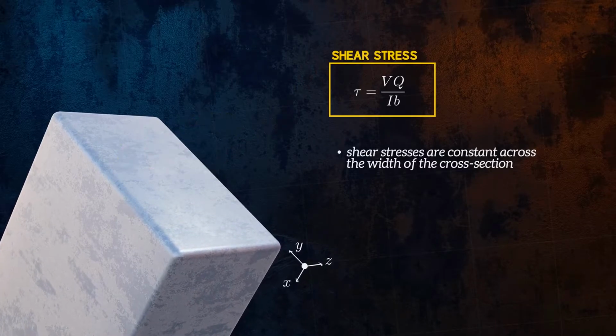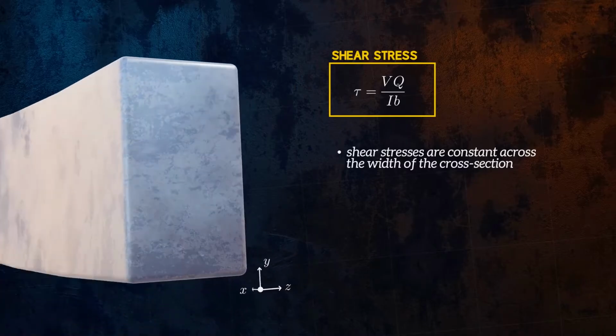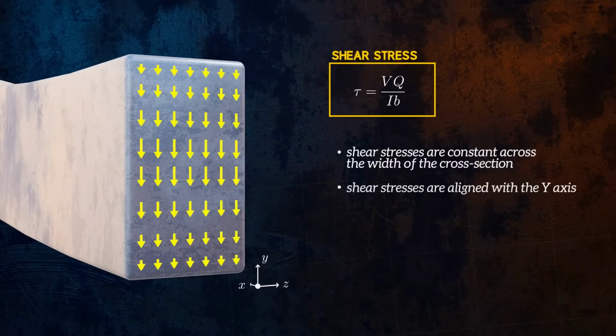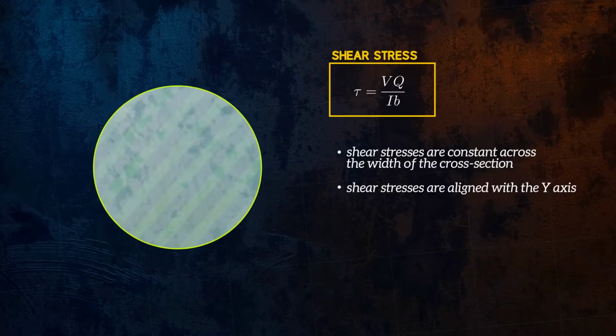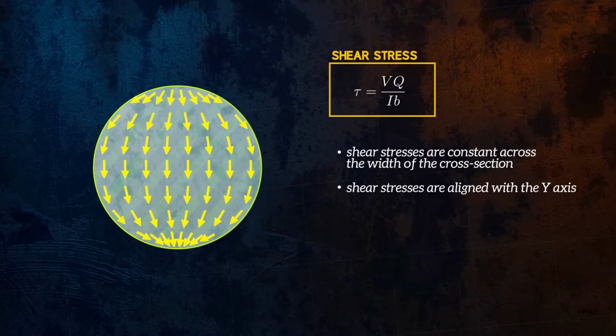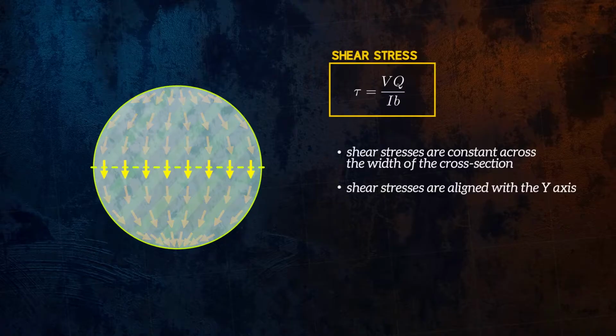Another assumption this equation makes is that the shear stresses are aligned with the y-axis. Shear stresses act tangentially at a free surface, so for a circular cross-section, for example, we can't strictly use this equation to get the distribution of shear stresses across the height of the cross-section. But we can still use it to estimate the shear stresses at the neutral axis, because the shear stresses there are aligned with the y-axis.